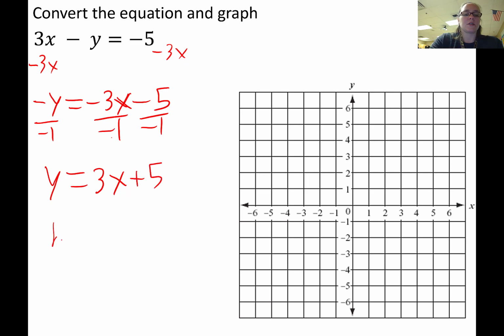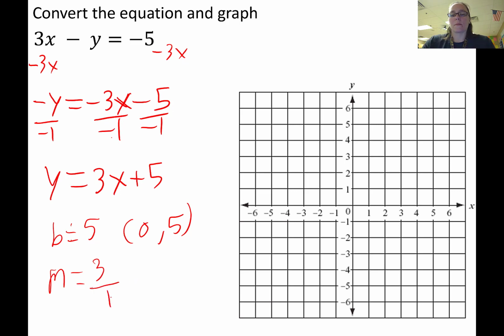So I have a y-intercept of 5, which is the point (0, 5). And I have a slope of 3, or 3 over 1. All right, so we're going to go up to 5 on the y-axis and put my point. And from there, I count 3. Well, I can't actually go up 3 this time, so we're going to go down 3 and to the left, since this is a positive slope. And then, of course, draw our line.